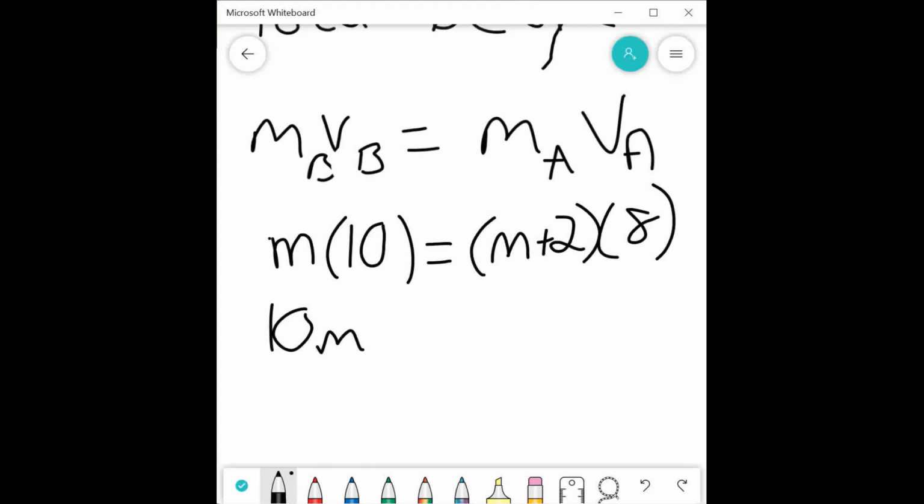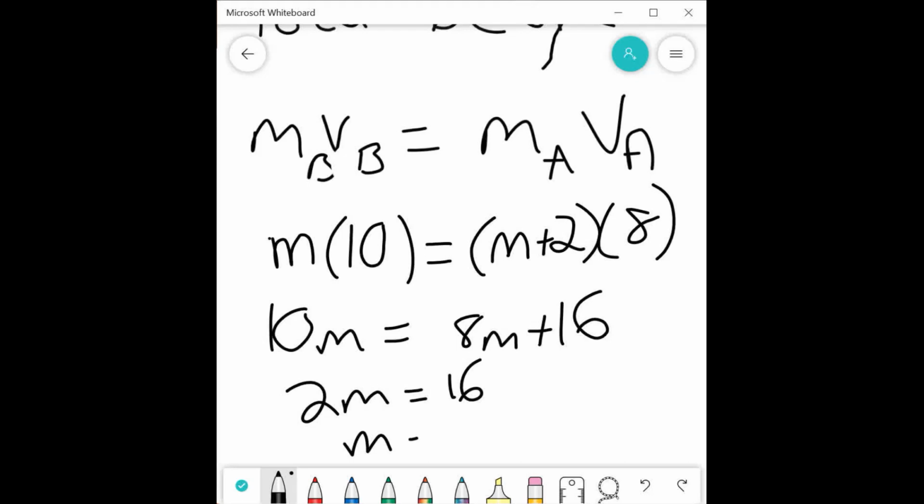So, we've got 10m is equal to 8m plus 16. Move that 8 over. We've got 2m is equal to 16. So we've got m is equal to 8 kilograms, which is the correct answer.